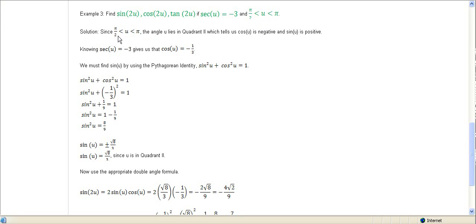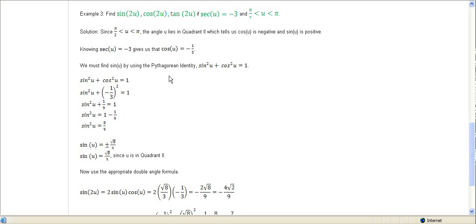So knowing that u is between pi over 2 and pi tells us that u is in quadrant 2, right? So that tells us that cosine is negative and sine is positive in that quadrant. Well, we have to figure out what cosine and sine values are before we can plug into the formulas. If we are told that secant of u is -3, we know that secant is a reciprocal of cosine, so therefore cosine of u is -1/3.